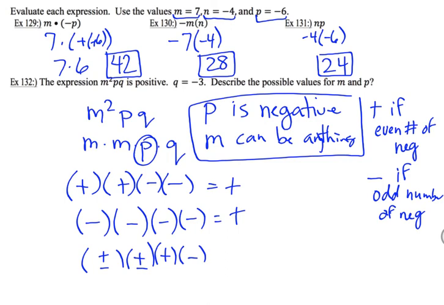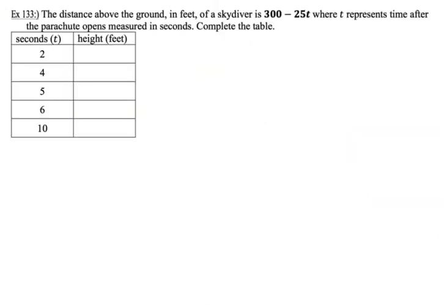Okay. All right, and then in this we fill out the table. You will put in the 2 for the t for the first one. The distance above the ground in feet of a skydiver is 300 minus 25t. T represents the time after the parachute opens, measured in seconds. Complete the table. You'll be doing this in your practice as well today.